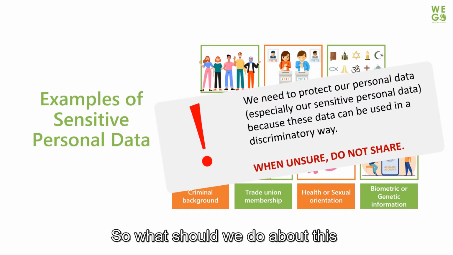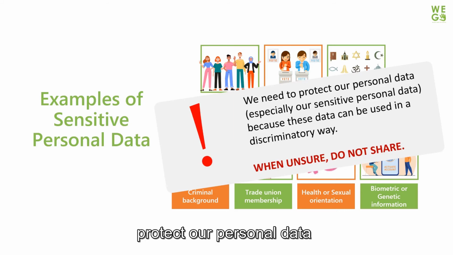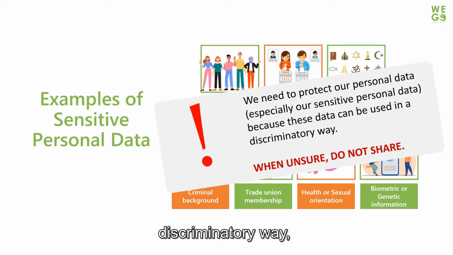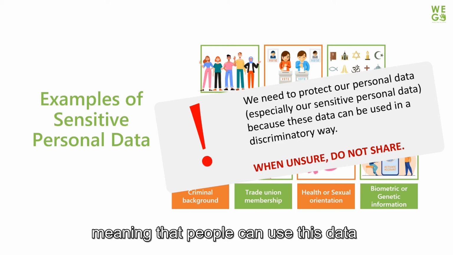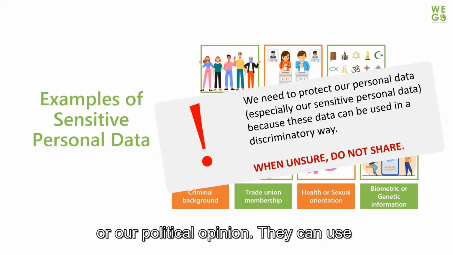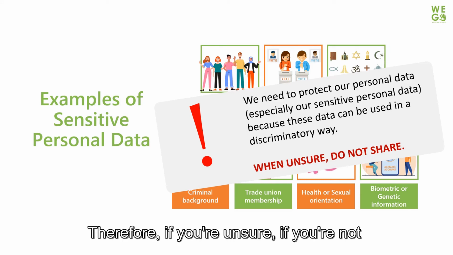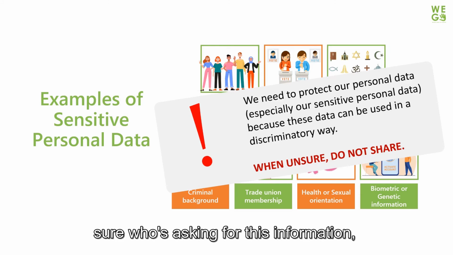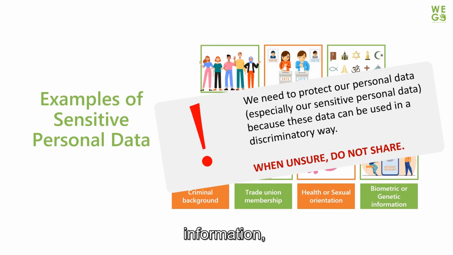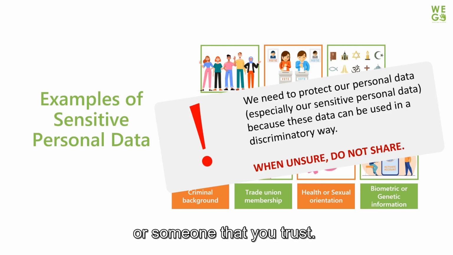So what should we do about this sensitive personal data? We need to protect them. We need to protect our personal data and our sensitive personal data because this data can be used in a discriminatory way, meaning that people can use this data such as our fingerprints, our medical report, or our political opinions. They can use this data against us itself. Therefore, if you're not sure who's asking for this information, who wants this information, or whether you're supposed to share this information, just make sure that you do not share until you have checked with your family member or someone that you trust.